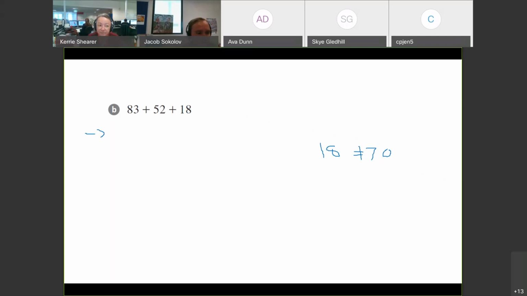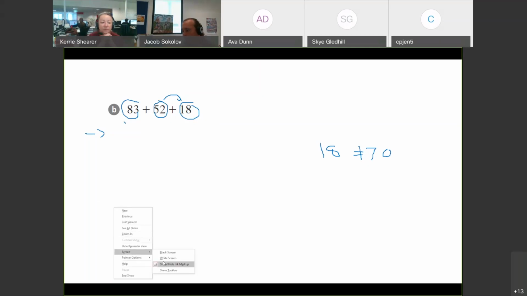So what did we add first? We added 52 and 18. Not the 83. We'll change my color, go back to red. So we'll do 52 plus 18. There are lots of other ways you could do it. I think I would have done 18 plus 83. Actually, no, I wouldn't. 52 plus 18.